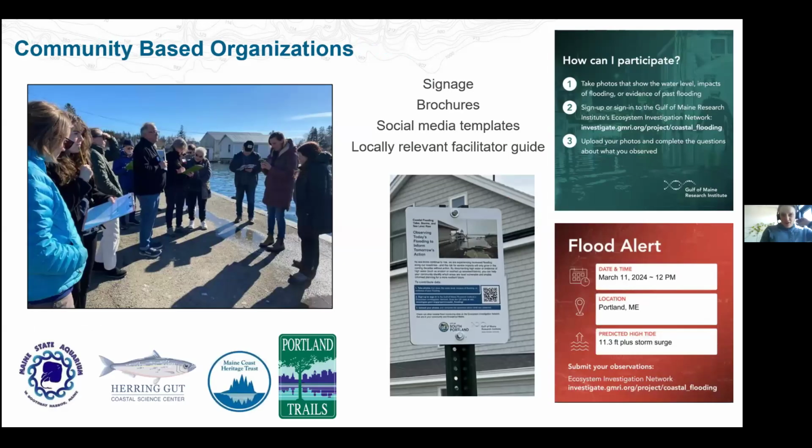Partnering with community-based organizations was great. Again, as GMRI, we can't be everywhere at once. It's not sustainable to be running these sorts of programs throughout Maine. So our climate engagement team developed signage, brochures, social media templates, and facilitator guides to get organizations in those communities running these kinds of events on their own.